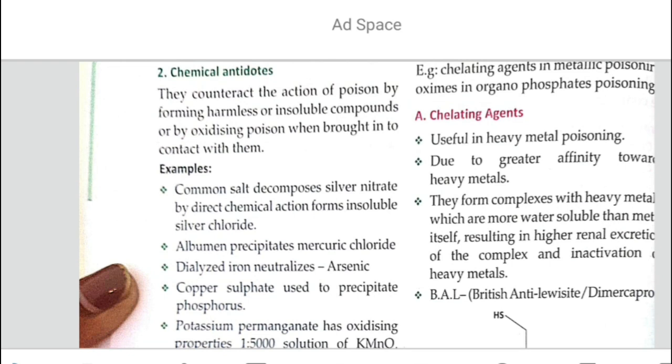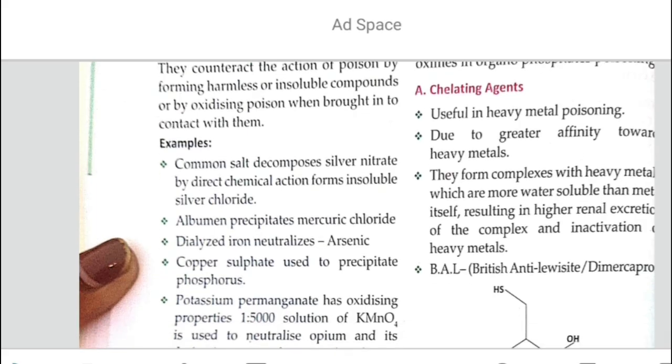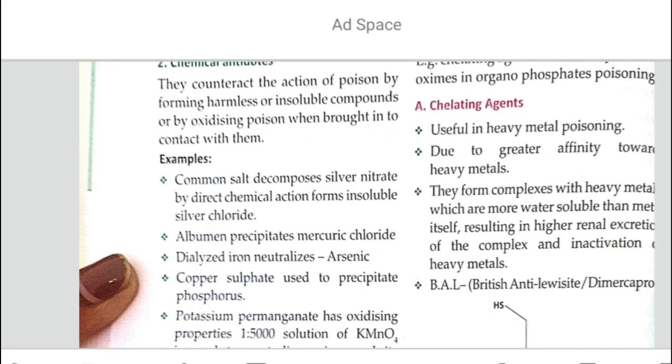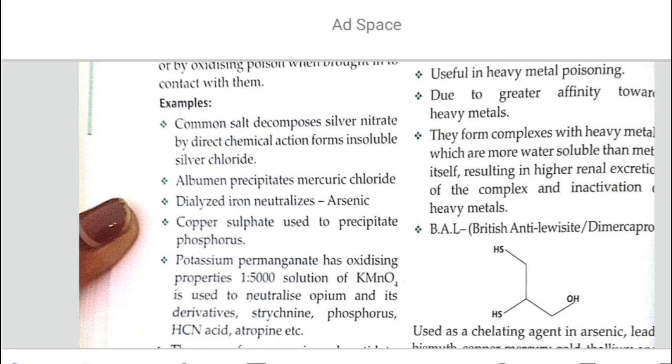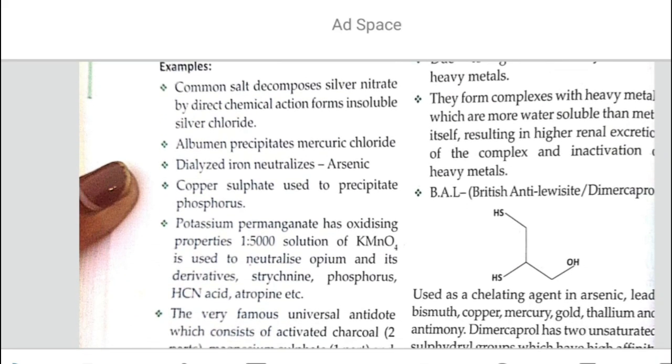Chemical antidote. They counteract the action of poison by forming harmless or insoluble compounds or by oxidizing poison when brought into contact with them. Example: common salt decomposes silver nitrate by direct chemical action, forming insoluble silver chloride. Albumin precipitates mercuric chloride.